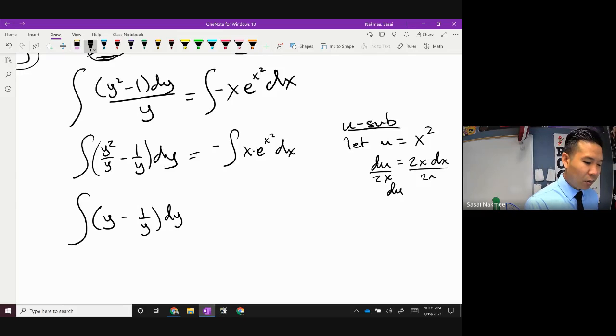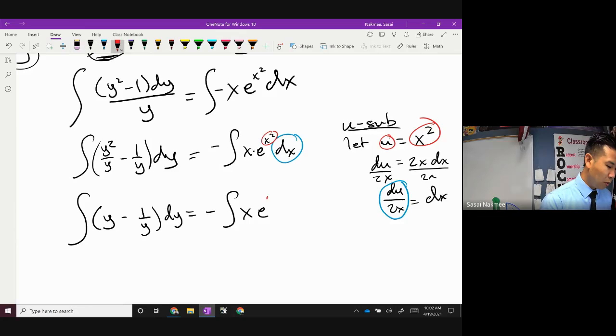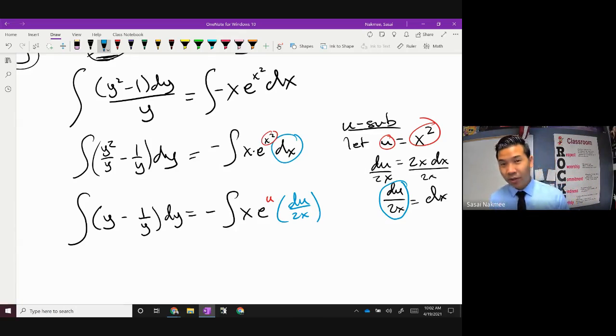So I ended up with du over 2x is equal to dx. So I can replace this dx right here with du over 2x. And I can replace the x squared with u, right? So I can rewrite this right here. This is going to be negative the integral of x e to the u, and then replace the dx with du over 2x. You'll notice that you've done this correctly because what do you see about the x's right there? This x right here and this 2x are going to cancel out, right?